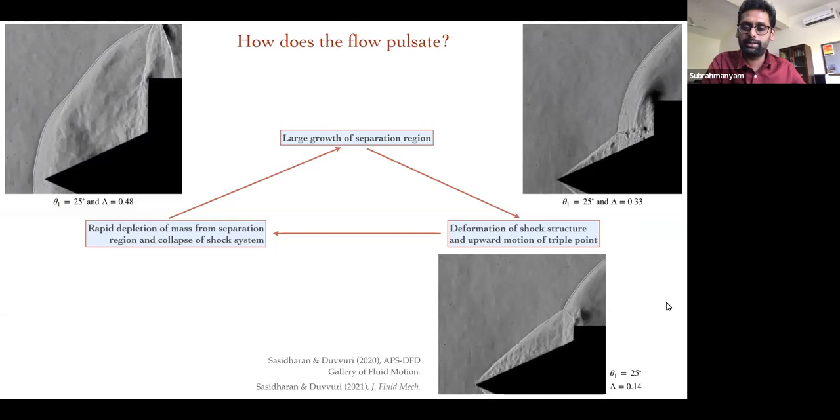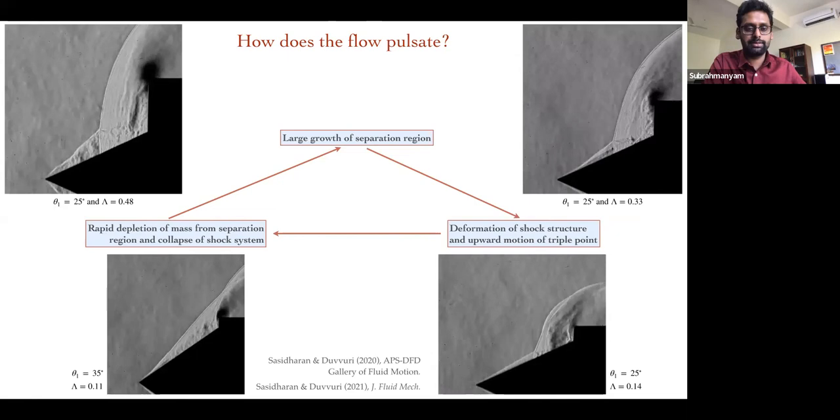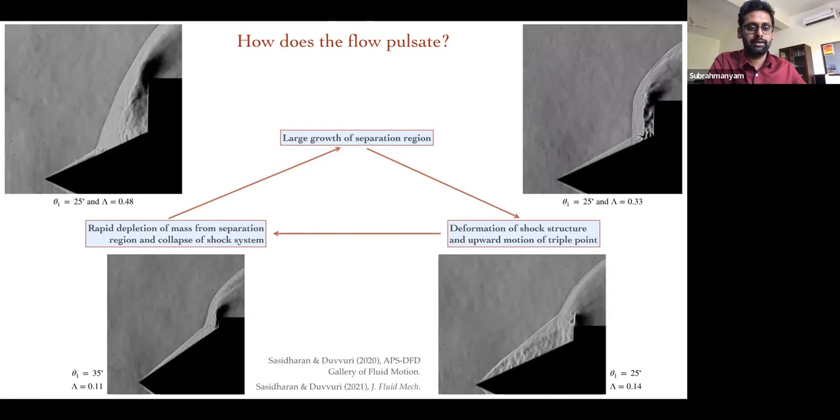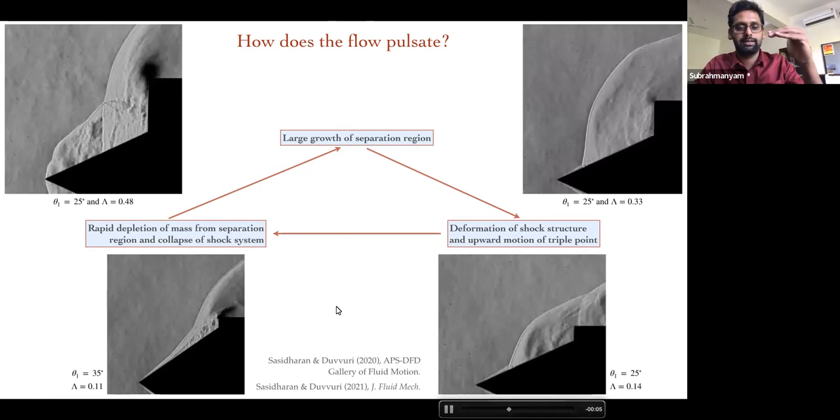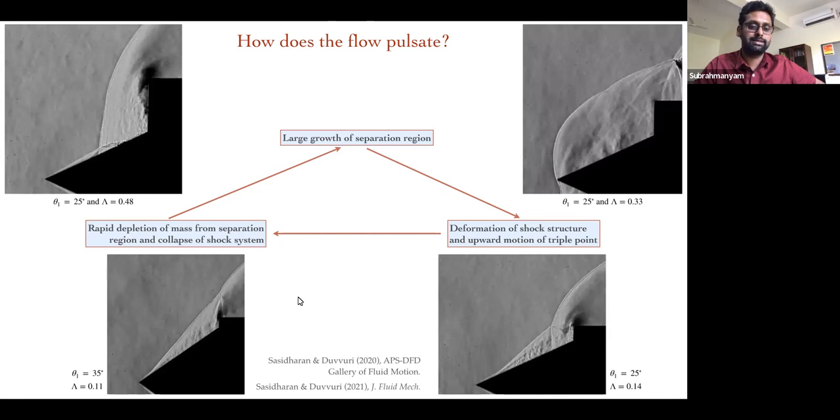And on the bottom left is an extreme example where you have a larger value of theta. So now we have theta 35 degrees and a fairly low value of lambda, 0.11. So this is right at the cusp of the flow going from pulsation state to an oscillation state. Right, but it is still in the pulsation state.